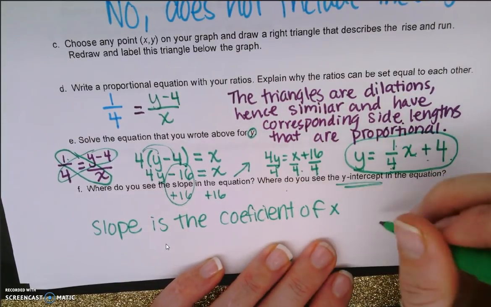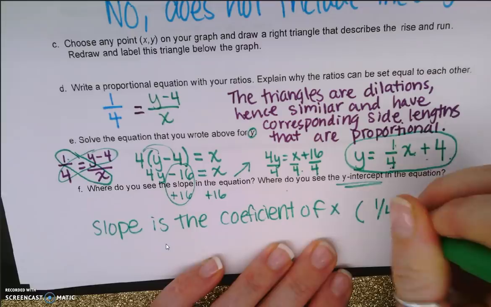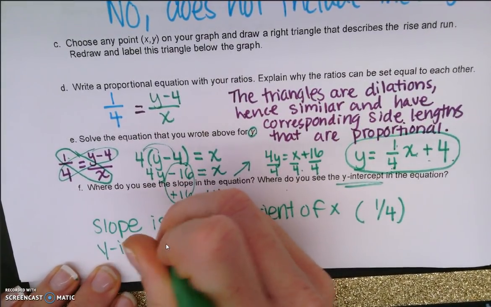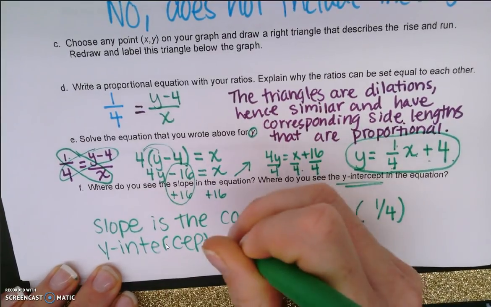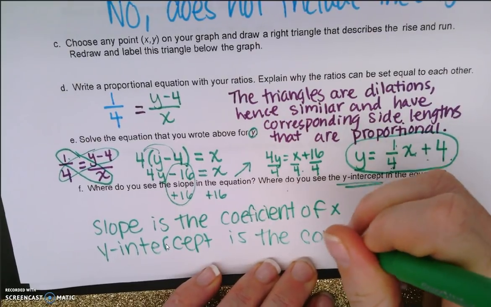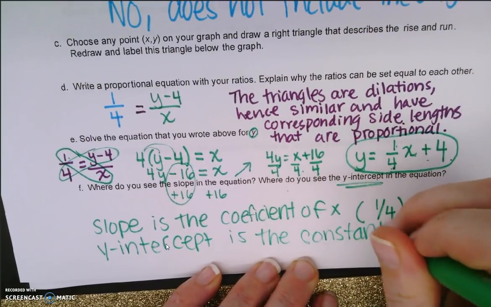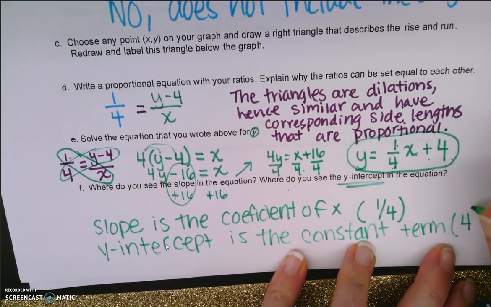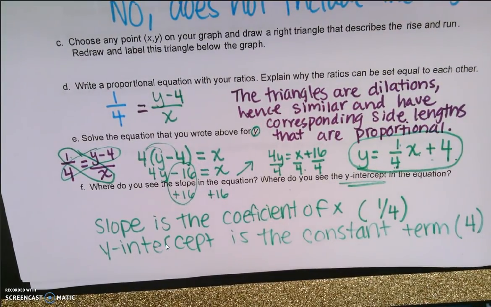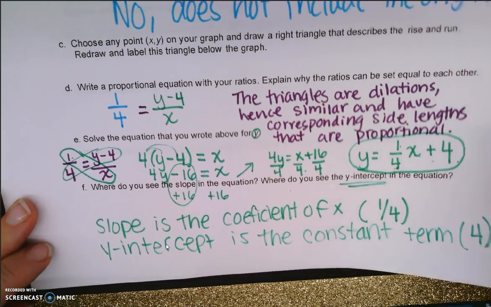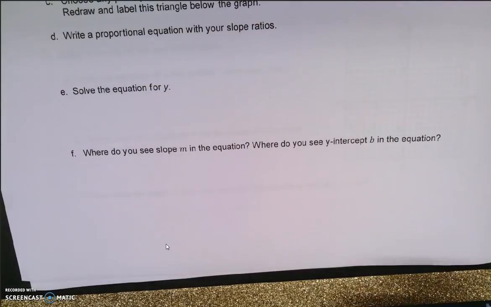Really good. Slope is the coefficient of x. I'm just going to put 1/4 there. Y-intercept is the constant term. And remember, we're using equation vocabulary because this is an equation. And it's the same terms we used when we were looking at those linear representations and talking about the equations. Awesome. Let's turn the page.